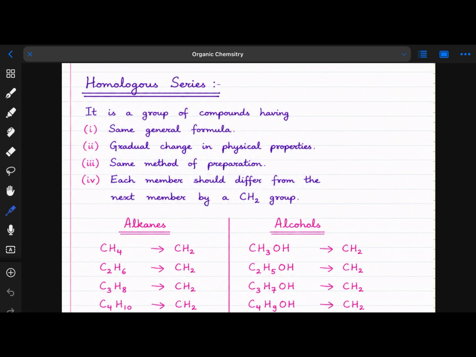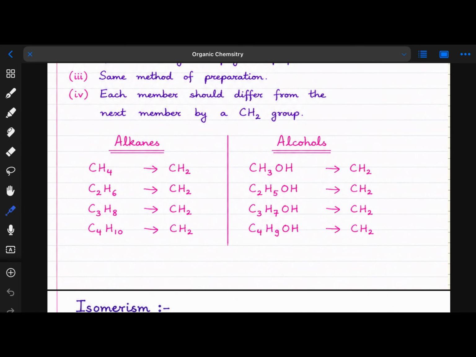Now, the last thing is that each member should differ from the next member by a CH2 group. It means that the successive members differ from the previous one by one CH2 group. And it can be better explained by this example. The alkanes, which are represented here with their molecular formulas, and you can see that each successive member differs from the previous one by a single CH2 unit. And the same pattern can be seen in the alcohols. And this is the easiest way to identify the homologous series in your exams.